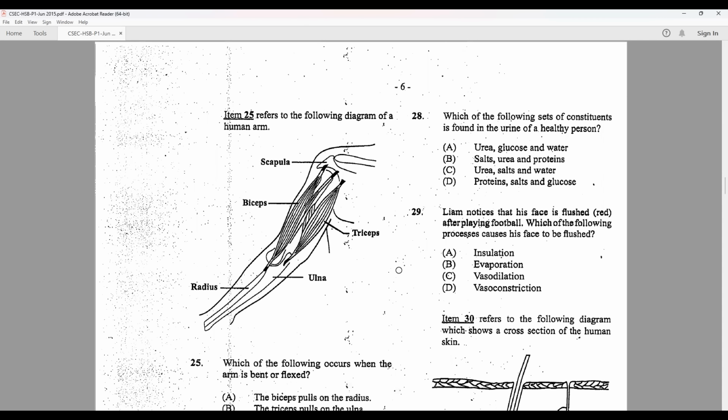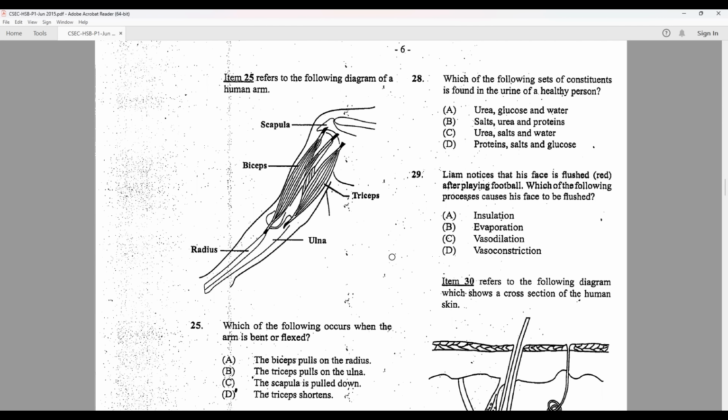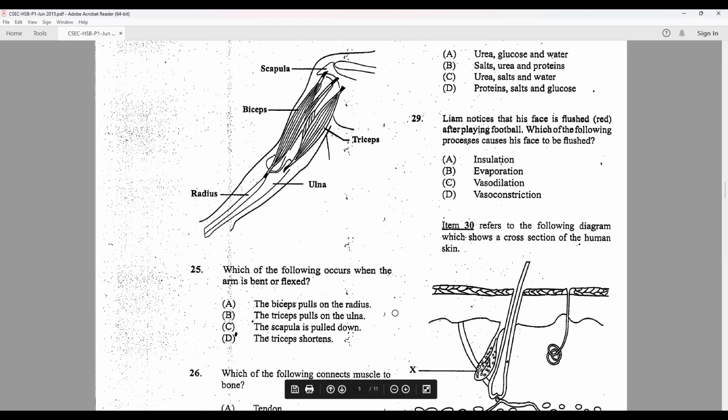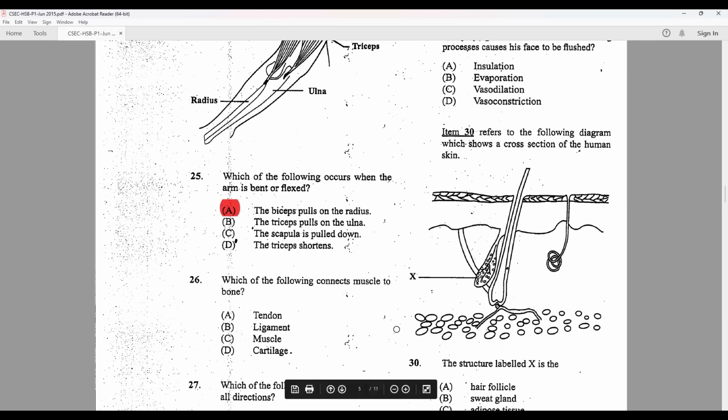Item 25 refers to the following diagram of a human arm. Which of the following occurs when the arm is bent or flexed? When the arm is bent or flexed, the bicep shortens, the bicep contracts, it pulls on the radius, and the tricep relaxes. So which one says that? For 25, we are going with the bicep pulls on the radius.